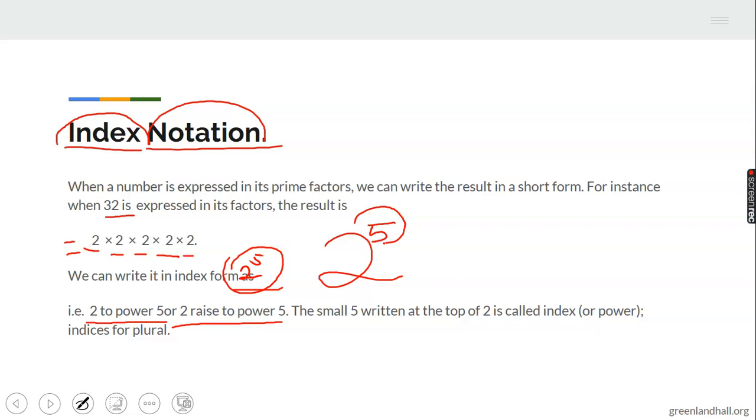That is, we are writing based on index. We are not writing 32 is 2 times 2 times 2 times 2 times 2. We are writing 32 is 2 raised to power 5. That's what it means. It means 32 is equal to 2 raised to power 5. This is the index notation we are talking about.